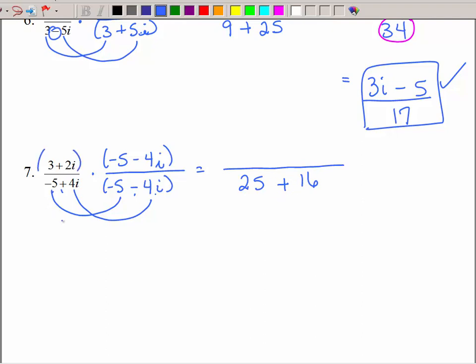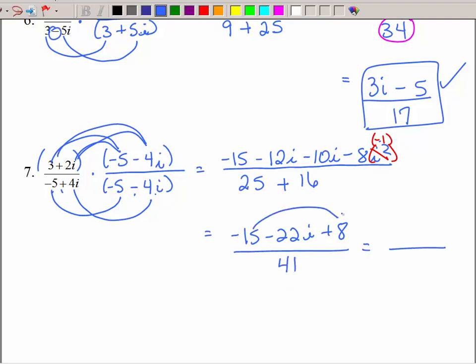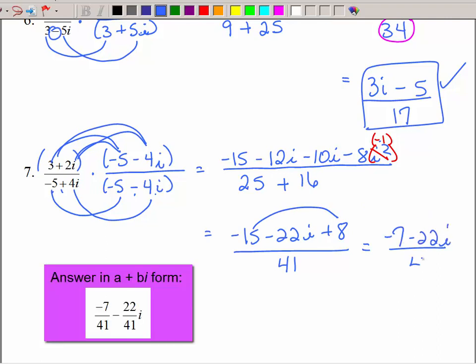On top, we're going to have to FOIL. So we're going to have -15, -12i, -10i, -8i squared. And again, hopefully you're thinking, I need to change that to a -1. So we're going to have -15 minus 22i plus 8 over, it looks like, what is that, 41? Still not done because I can still collect like terms. So that's -7 minus 22i over 41.